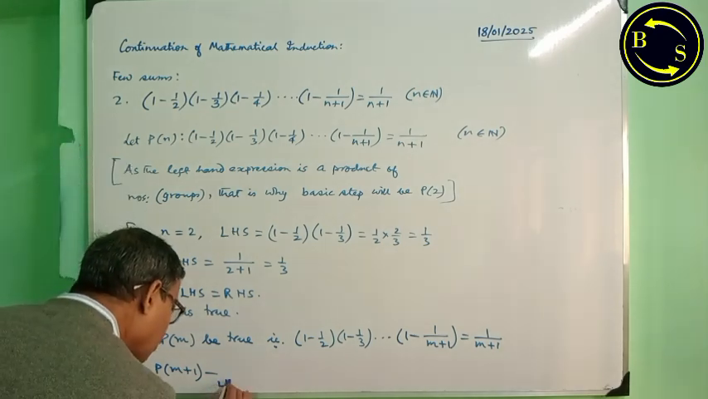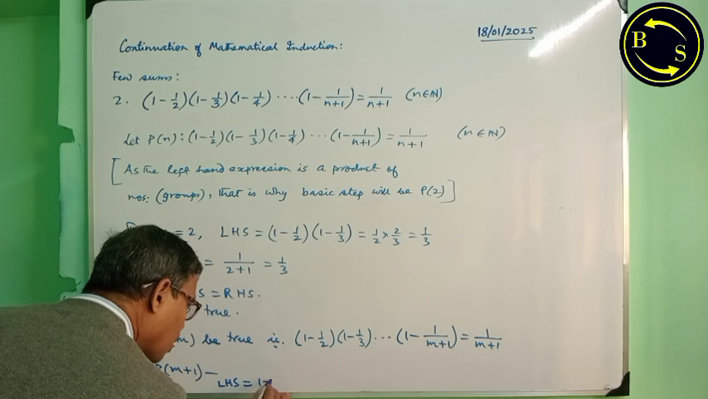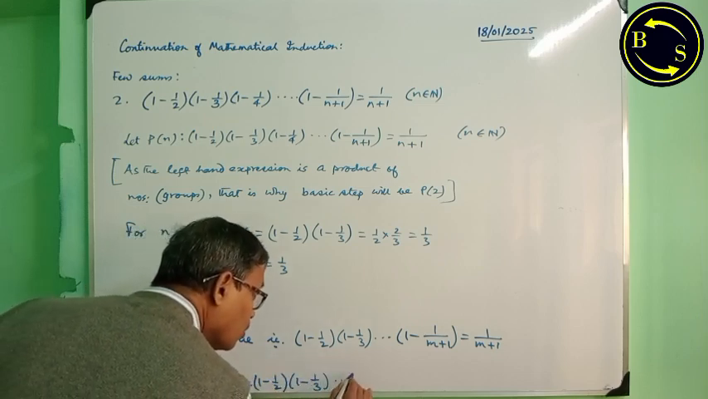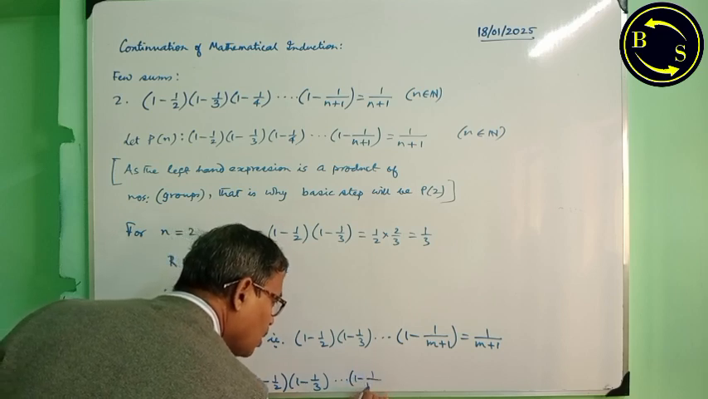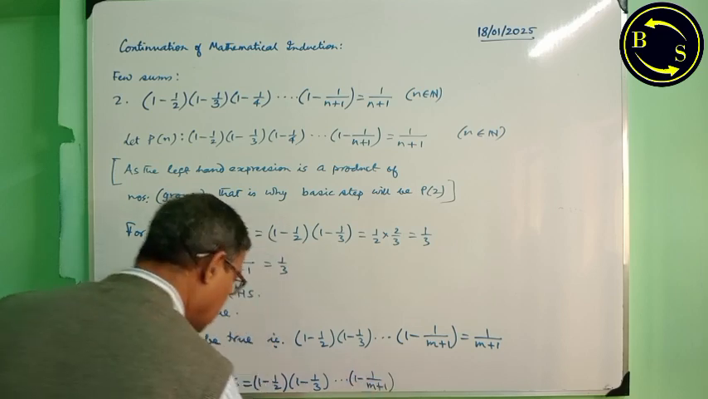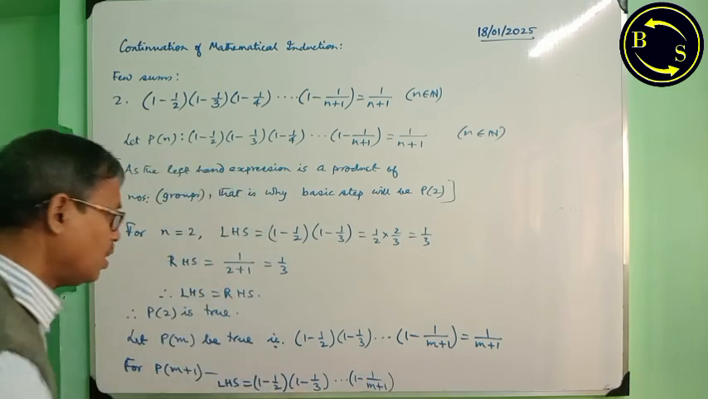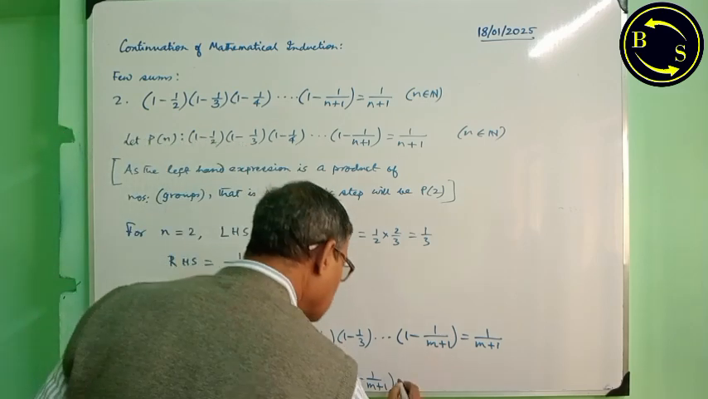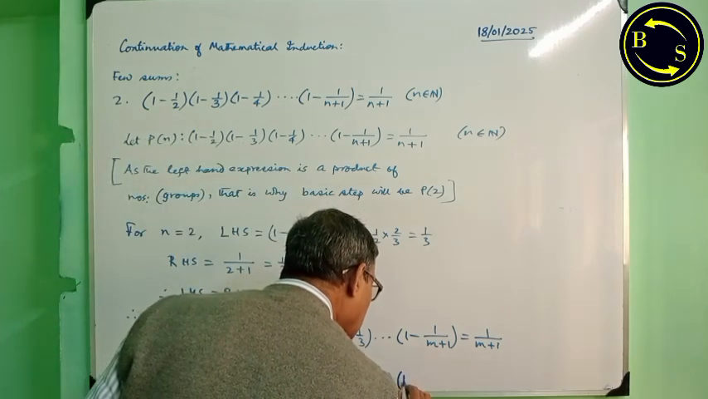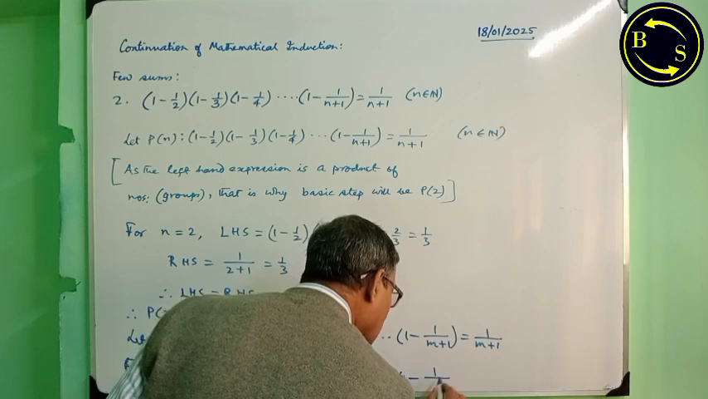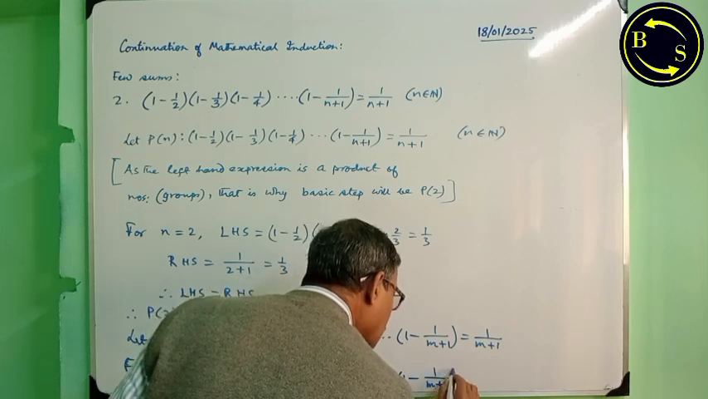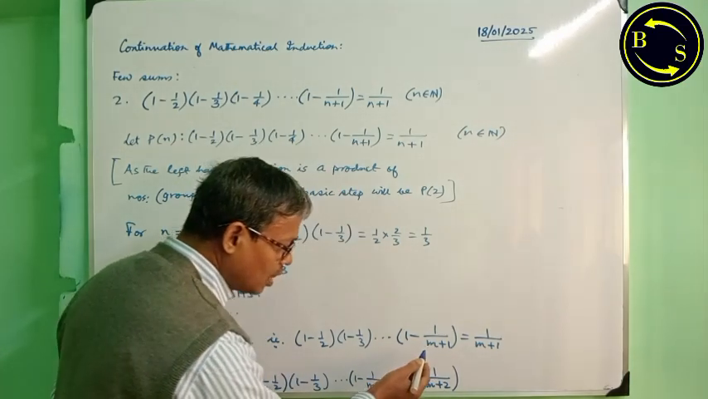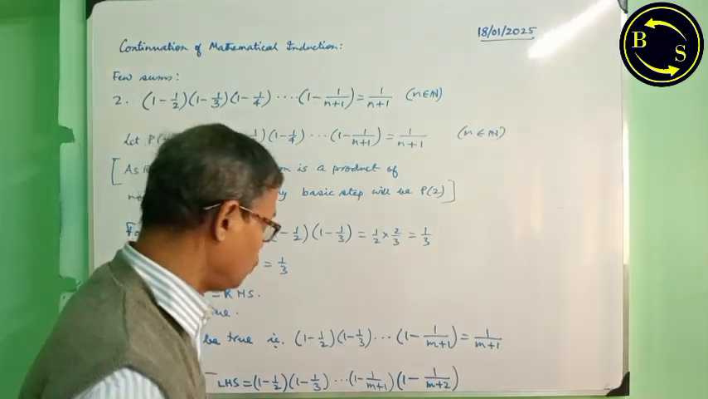LHS will be 1 minus half, 1 minus 1/3, up to 1 minus 1 by m plus 1. Now up to this is about Pm. For Pm plus 1, one factor will be increased, that is 1 minus 1 by m plus 2. We have to replace this m by m plus 1. After simplification it will be 1 by m plus 2.